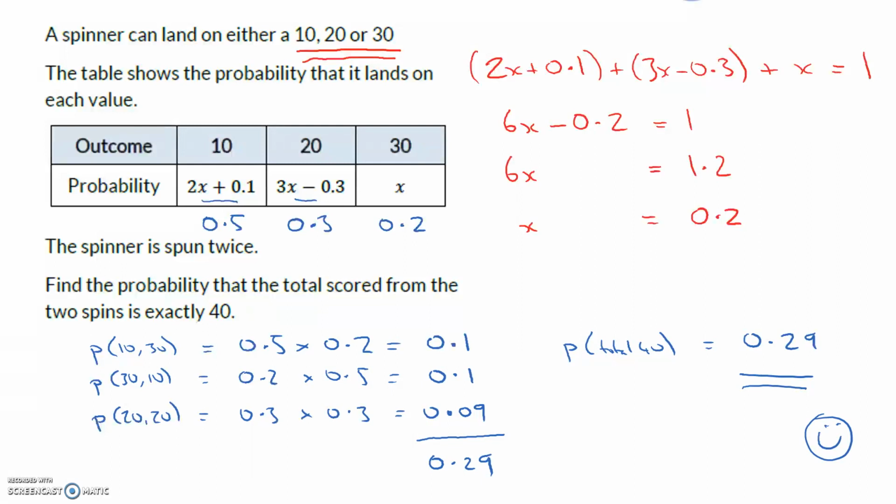Okay, hopefully you paused those, had a go first, then tried them out, then checked. If you got those answers, fantastic, well done.